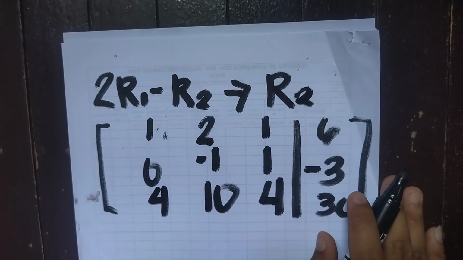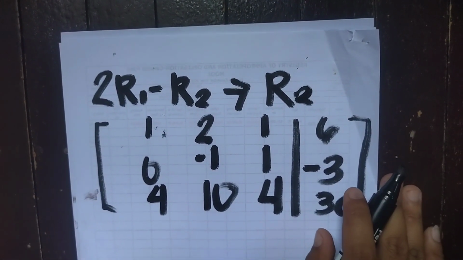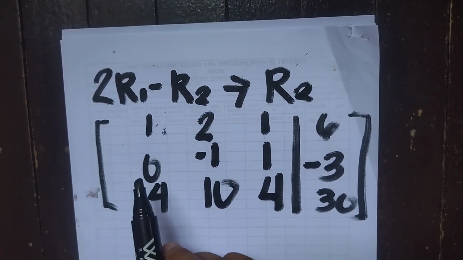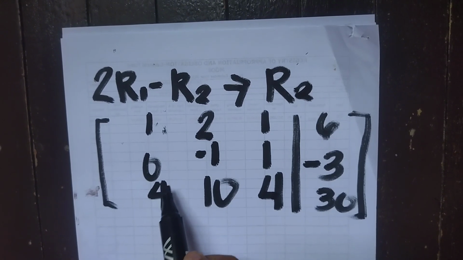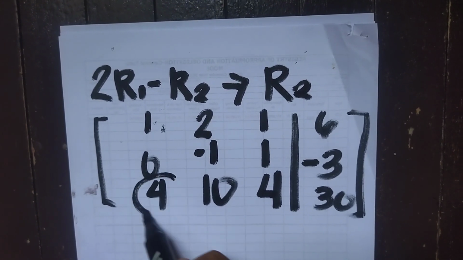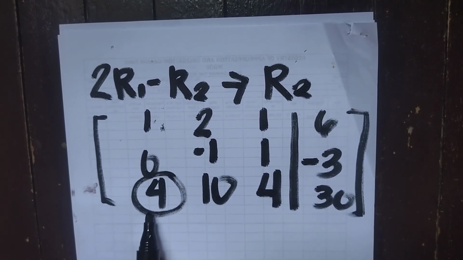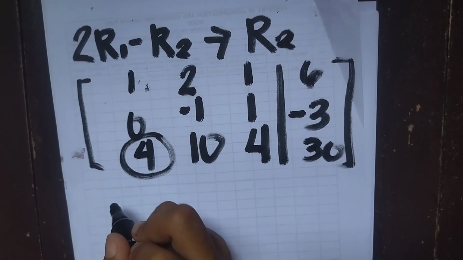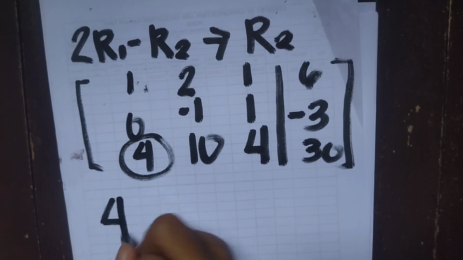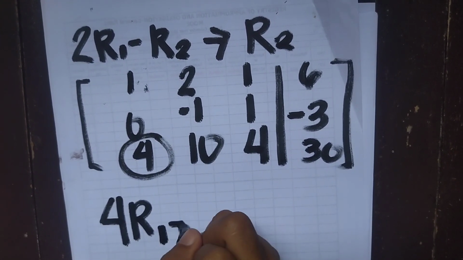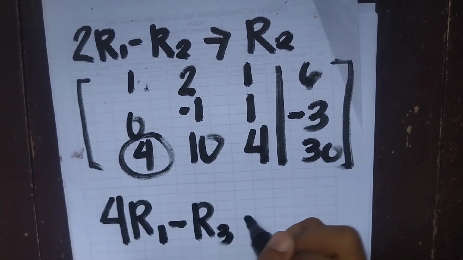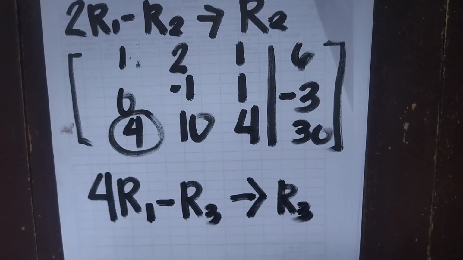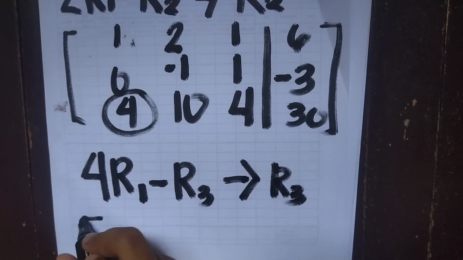After that, make the element in the third row and first column, which is 4, into 0. So, dapat si 4 kanina sad ang mahato na siyang himuon og 0. In order to make that, we'll multiply row 1 by 4 minus row 3, which becomes the new row 3. So, now, the matrix becomes like this.